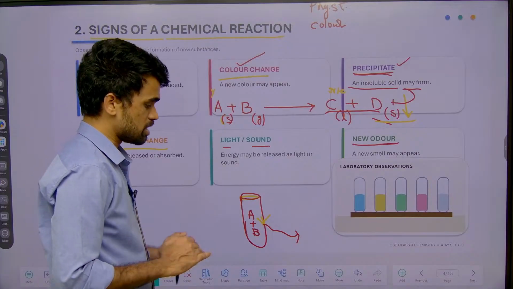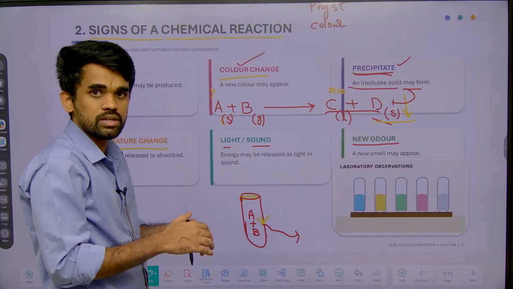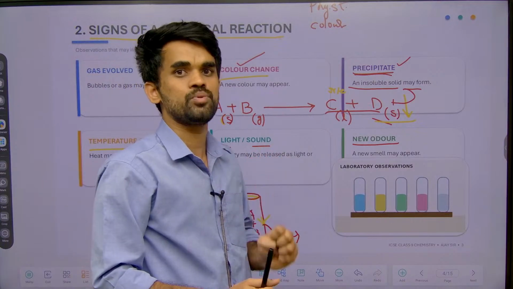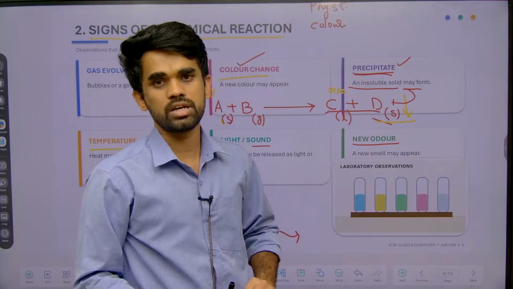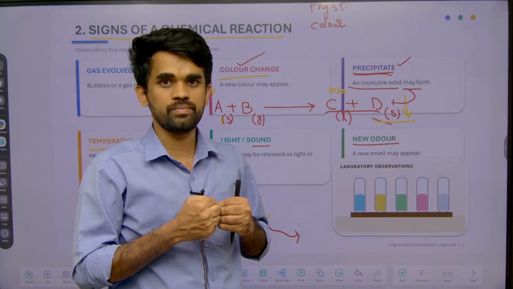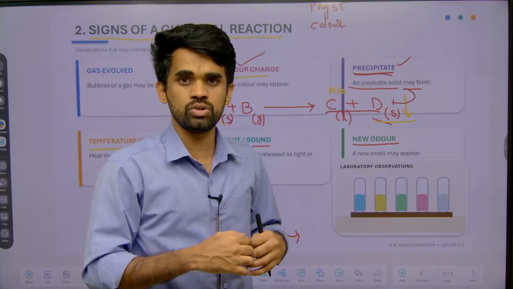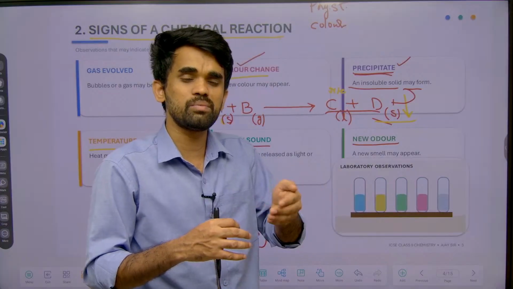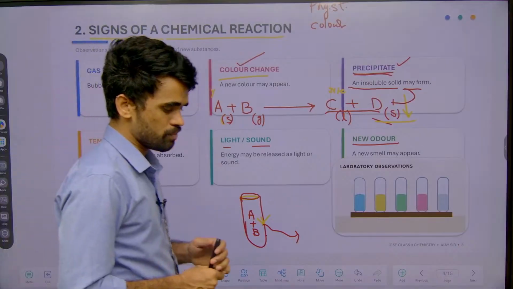Some reactions only absorb heat energy from outside. It means if you touch the test tube, you will feel it cold. Why? Because it is only absorbing heat right now. Those kinds of reactions are called endothermic. Once again, endothermic means the reaction absorbs heat from outside, and exothermic means the reaction releases energy to the outside of the test tube. Exothermic means releasing of heat, endothermic means absorbing of heat. You can remember this.